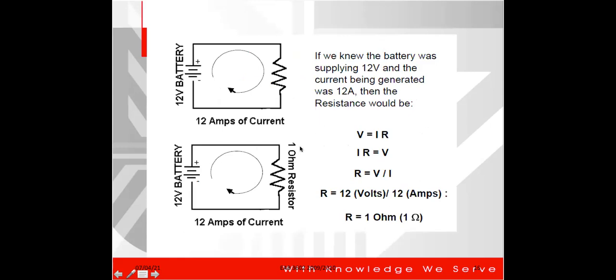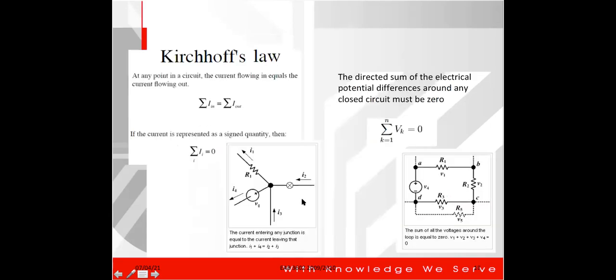Okay, so for example, if we knew the battery was supplying 12 volt and the current being generated was 12 ampere, then the resistance would be what? So we know V is equal to 12, and we know I is equal to 12 as well. So R will be V over I. That means 12 divided by 12, and you will get R is equal to 1 ohm. Okay, that is very straightforward.